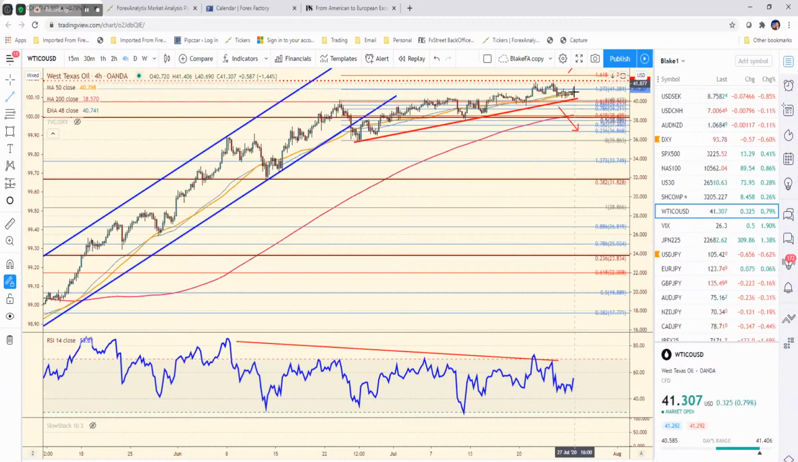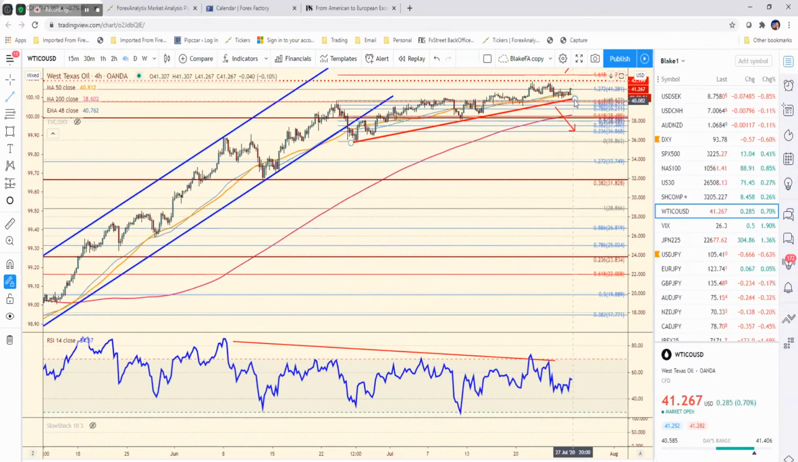If crude can't hold and it starts to break through $40, that's just going to be a nice little boost to the Canadian dollar, in my opinion.